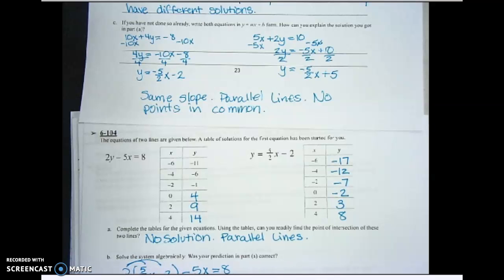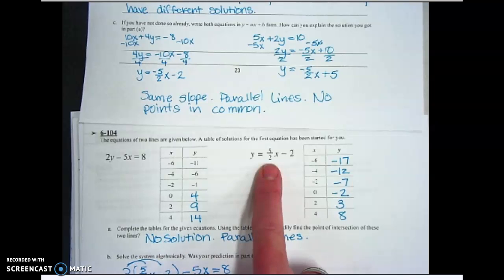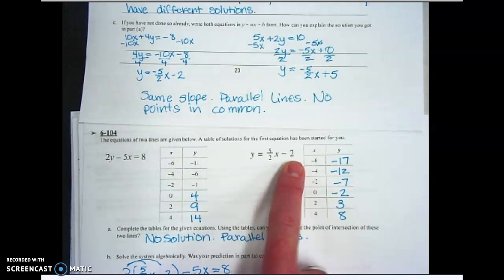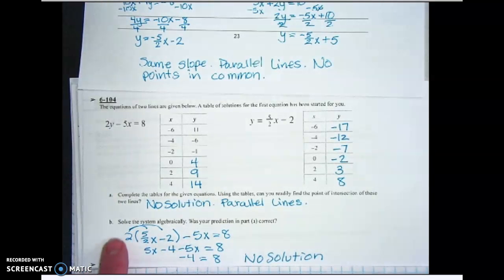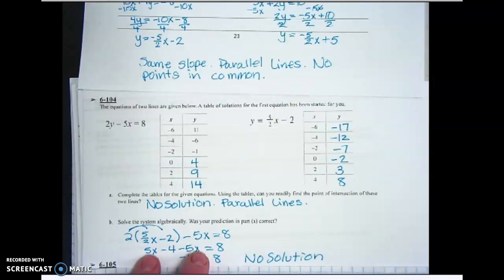Okay? So if we plug in the 5/2 x minus 2 into the first equation, and we use substitution here, we're going to need to distribute that 2 here and here. So 2 times 5/2 x is 5x. 2 times negative 2 is negative 4. Then you look for what combines. You've got the 5x minus the 5x, which is 0. So you're left with negative 4.